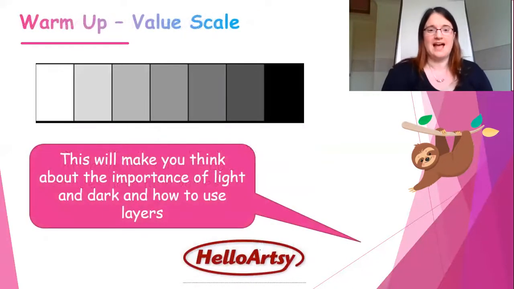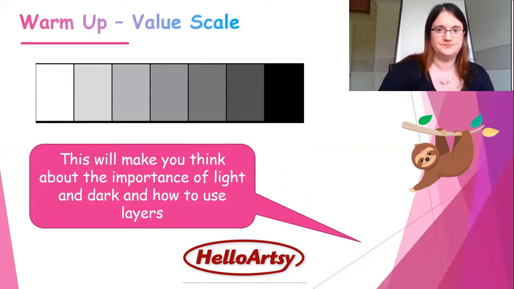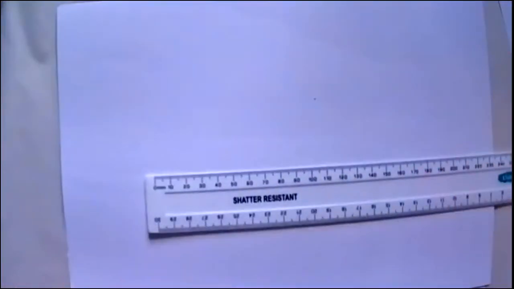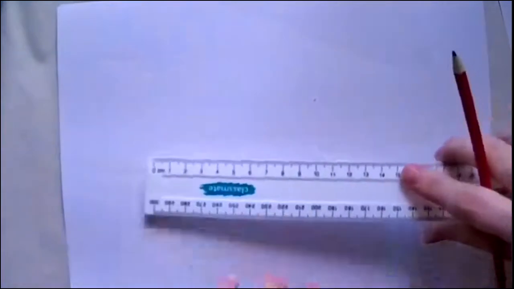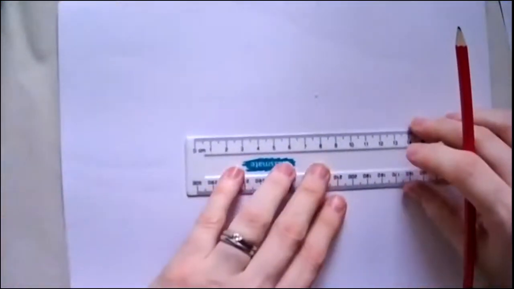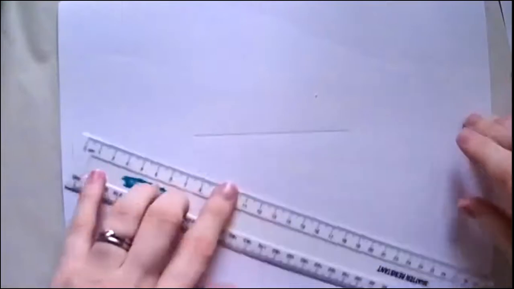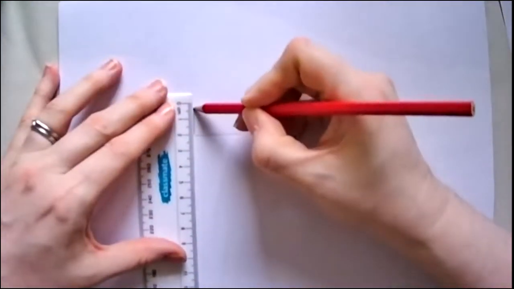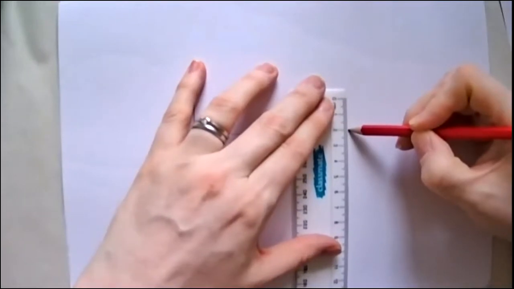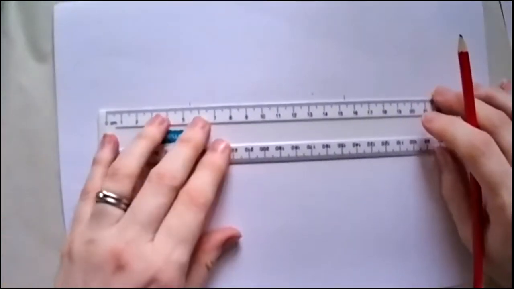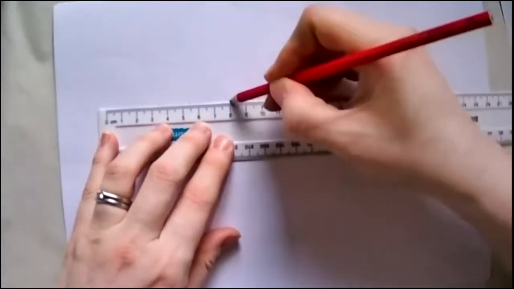So you need your ruler and you need your pencil, and we're going to be thinking now about light and dark and layering our shading. Grab your pencil, grab your ruler, and let's get started. Okay, first things first, we're going to draw a line 10 centimetres long on our page. And then we're going to turn that into a rectangle that is 2 centimetres high. Filling it up, and there we have our 10 by 2 centimetre rectangle.